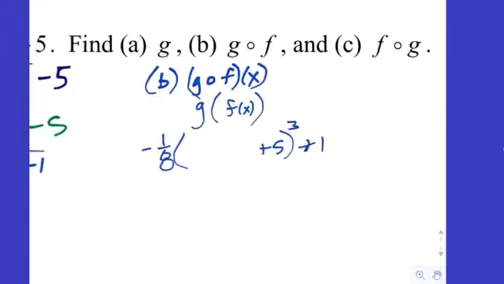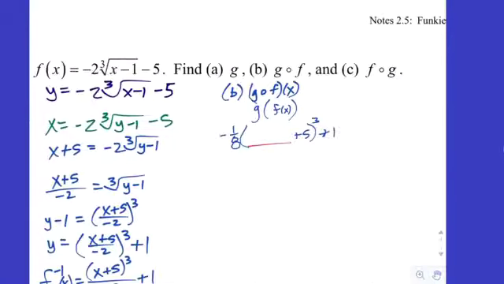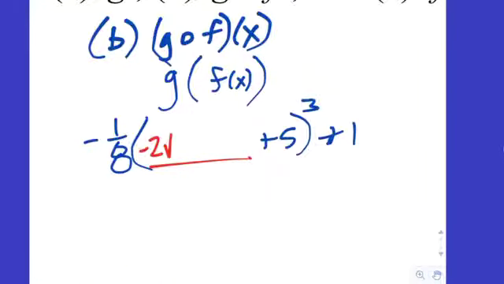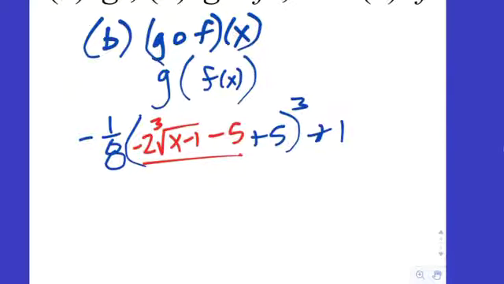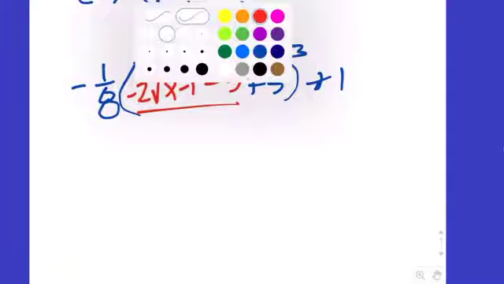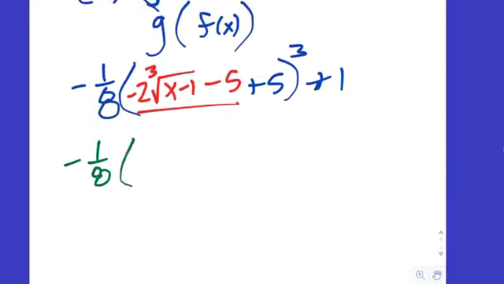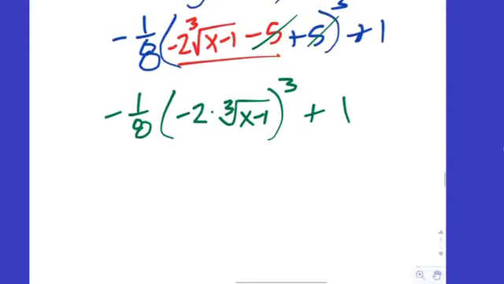And what am I going to plug in for x right here? Negative 2 cube root of x minus 1, minus 5. And guess what we get to do now? We'll simplify it. When we simplify, we look inside the parentheses first, and it looks like there's some good things happening. Negative 5 plus 5. So then we're left with negative 2 times the cube root of x minus 1, quantity cubed, plus 1.